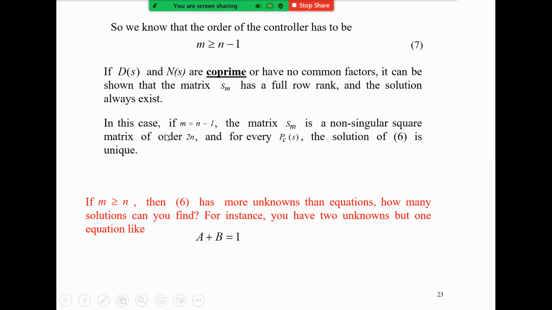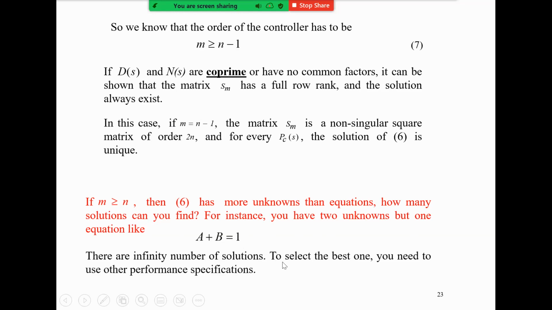If m is bigger than n minus 1, which means the number of unknowns will be bigger than the number of equations, then how many solutions can you find? For example, you have 2 unknowns but one equation like this. How many solutions can you find? Infinity, right? So there will be an infinite number of solutions. Of course, to select the best one, probably you need to use other performance requirements to find the best solution among all the possible solutions. Okay.